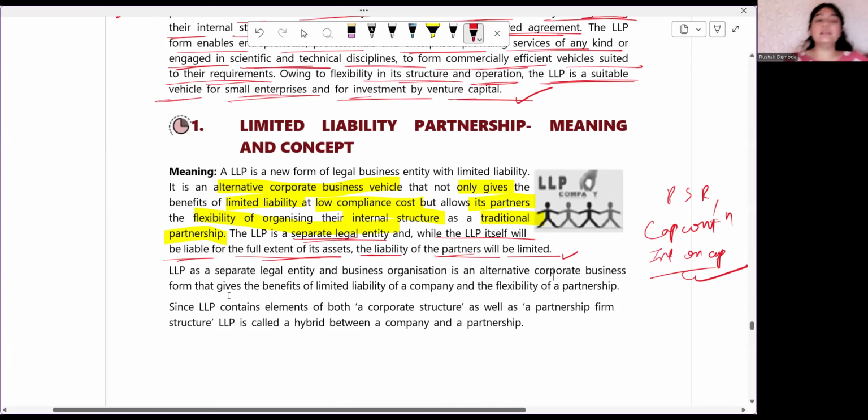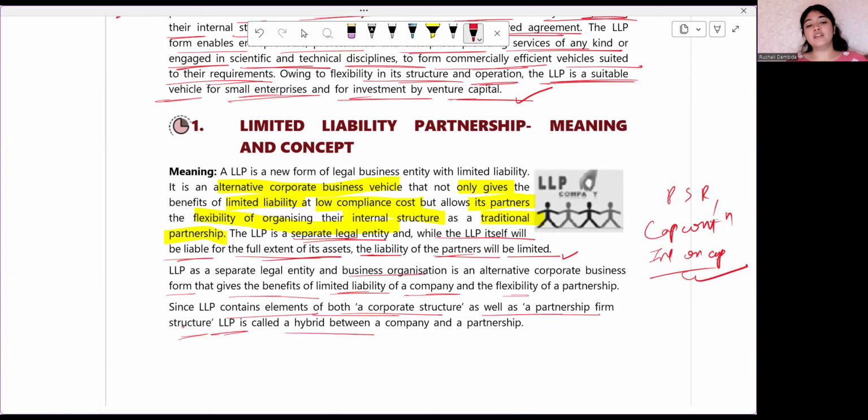Okay. LLP as a separate legal entity and business organization is an alternative corporate business. I told you, an alternative to companies, you have the LLP. That gives the benefits of limited liability of a company and the flexibility of a partnership. Now see, the words are going to be repeated. They have just tried to explain. Since the LLP contains elements of both a corporate structure as well as a partnership firm structure, LLP is called a hybrid between a company and a partnership.